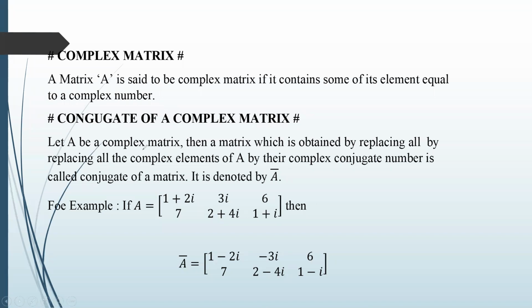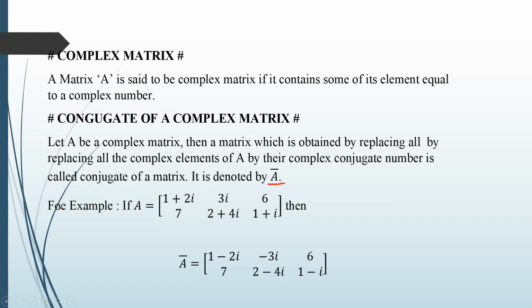Let A be a complex matrix, then a matrix which is obtained by replacing all the complex elements of A by their complex conjugate numbers is called the conjugate of the matrix. It is denoted by A bar.